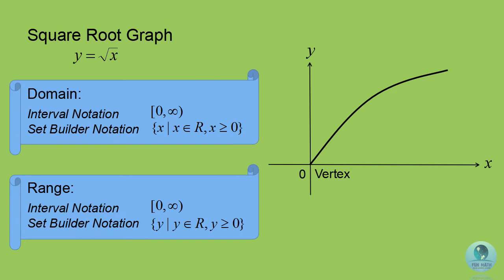This is a square root graph. It is actually half of a parabola lying on its side. It has a vertex at point (0, 0). So the domain will be x greater than or equal to 0. Meanwhile, the range will be y greater than or equal to 0.